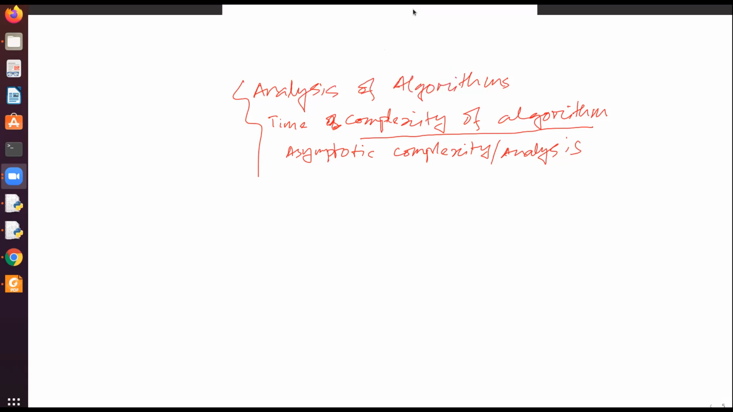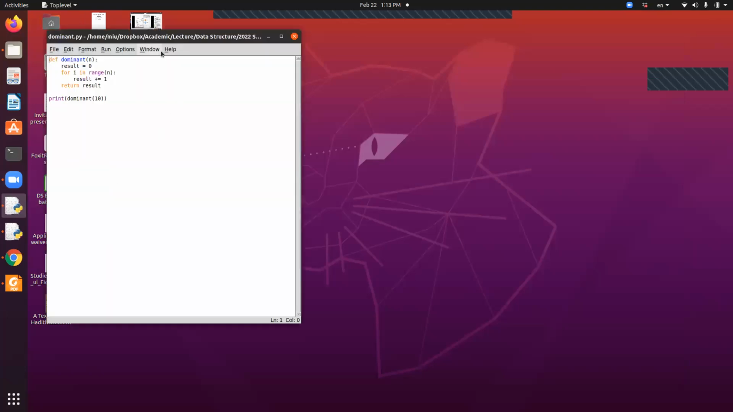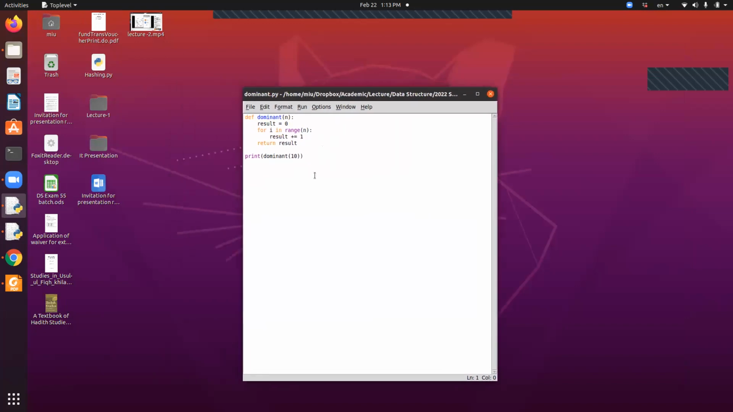Before starting our discussion, we run a program. Here we can see a small program written in Python. I hope you can see it. I have written a function named dominate. It's a very simple function. We have a simple for loop, and inside the loop there is a variable result, and in every iteration the result is incremented by one.